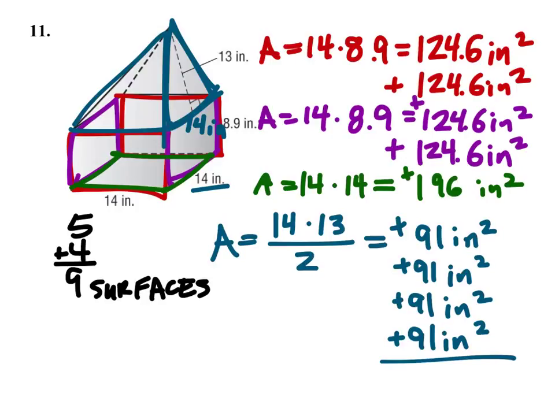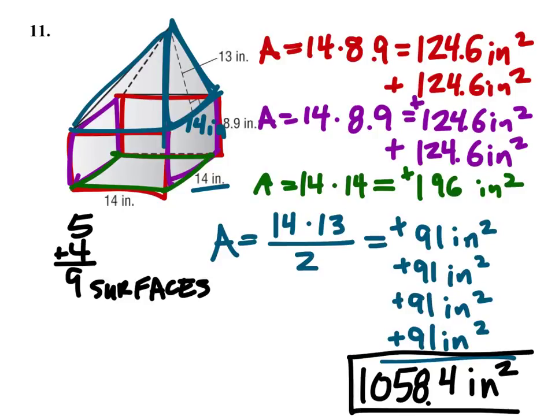That's great. And I know my answer is going to be in inches squared. Let's go ahead and add these together. And I got 1,058.4 inches squared as my final answer after adding all of those surfaces together.